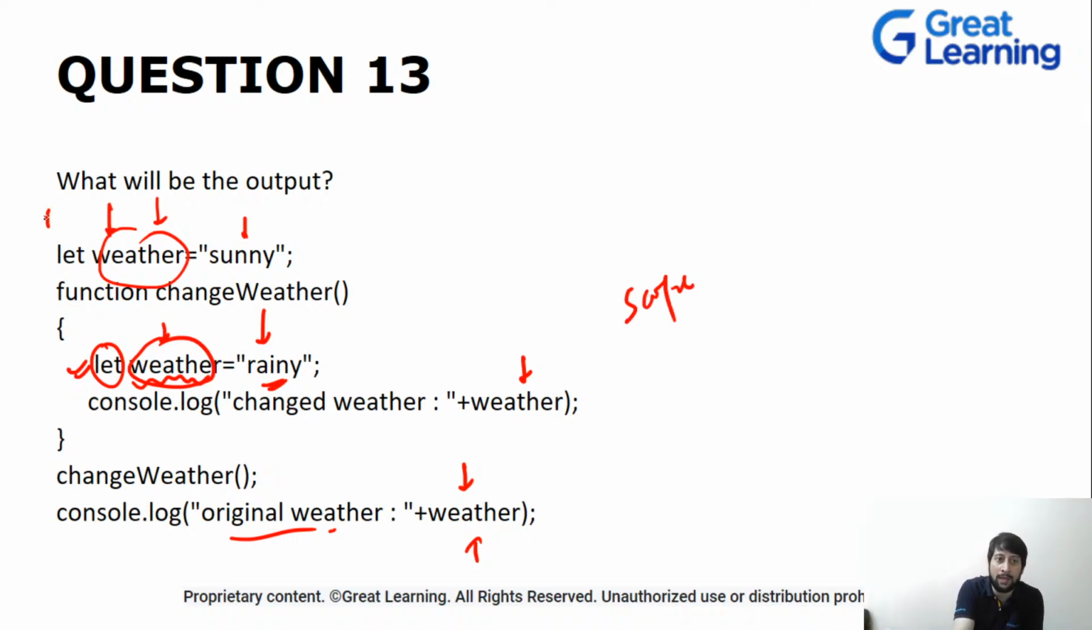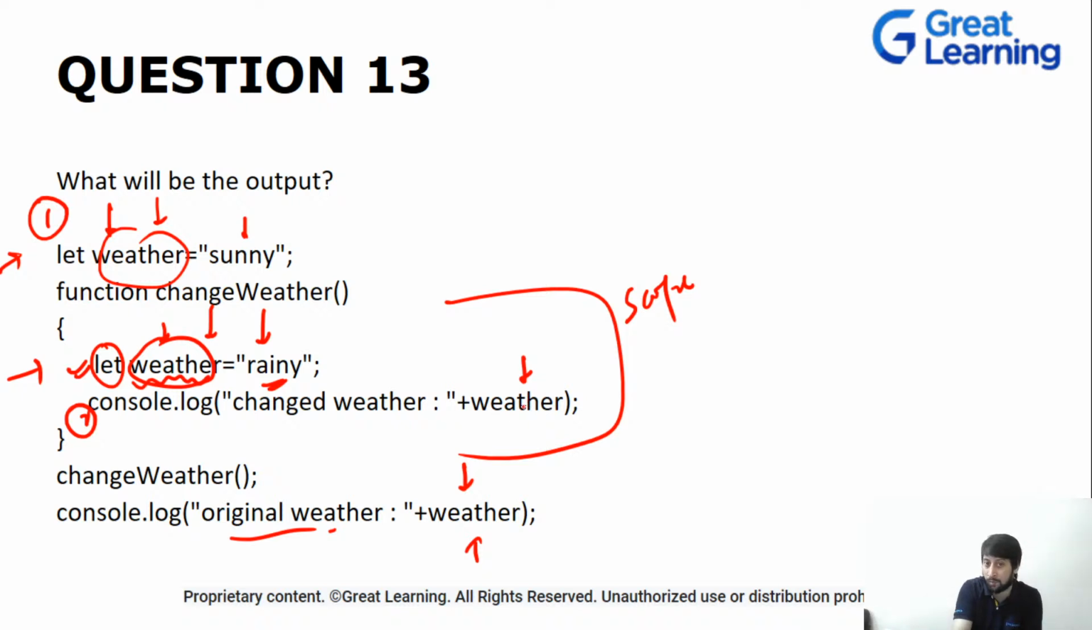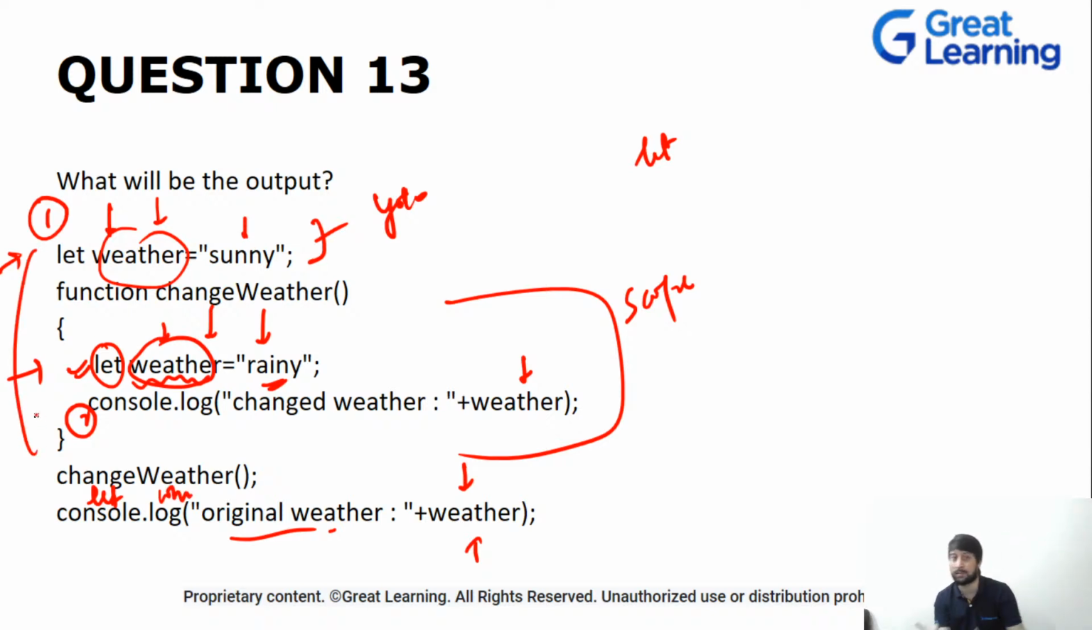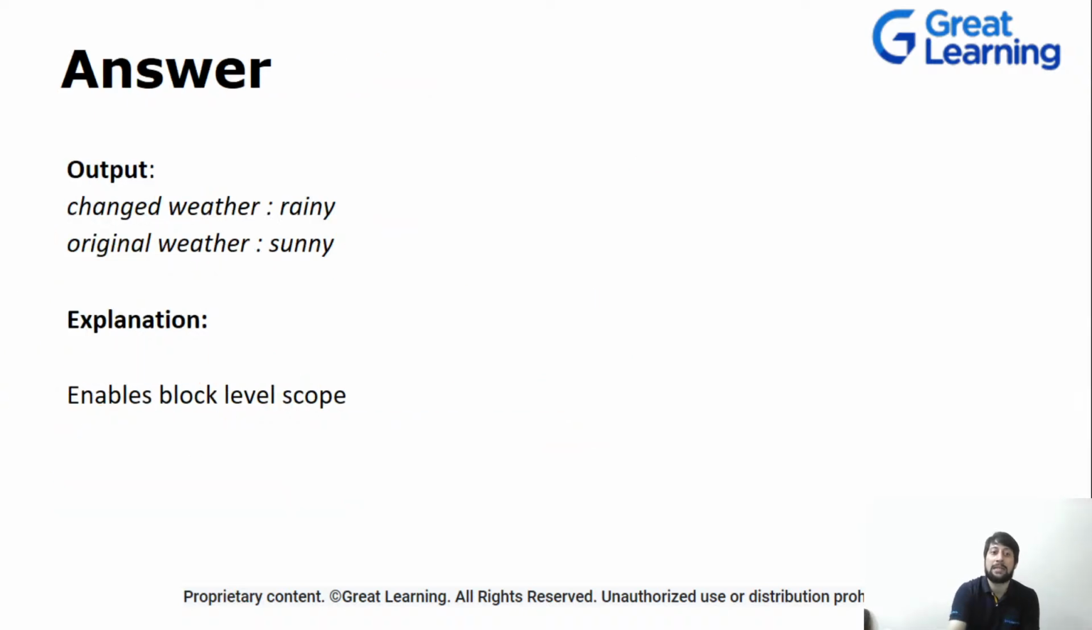Now the only reason why it is happening is the scope of these two weathers. This is weather 1, this is in a different scope, this is in a different scope. Now this weather is in a block scope, and the scope of this weather will be within this block. But this is of global scope, so it will be throughout the program. Now if you try to define another let over here, then obviously it will throw you an error because they are in the same scope. So that is why it works. So it will say changed weather is rainy, original weather is sunny. So that is why it works.